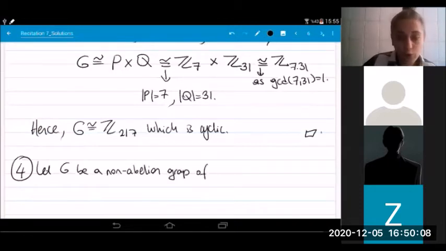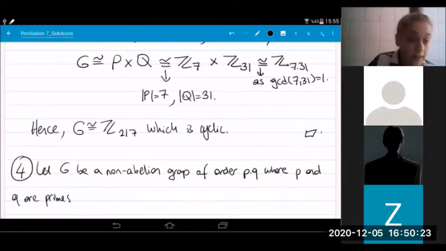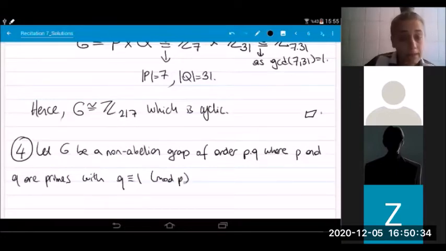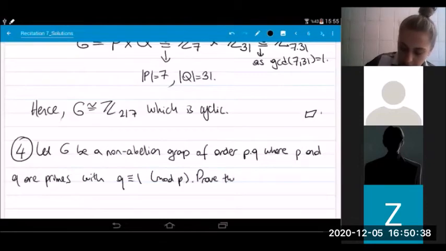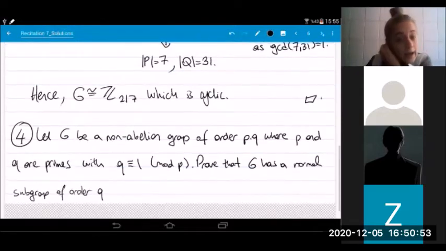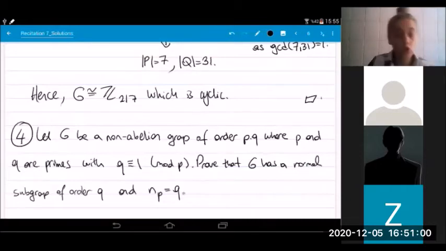Let G be a non-abelian group of order P times Q, where P and Q are primes with Q congruent to 1 modulo P. Prove that G has a normal subgroup of order Q, and the number of Sylow P subgroups, N_P, is equal to Q.